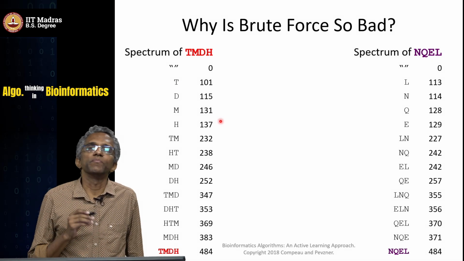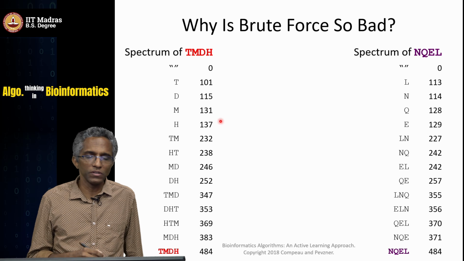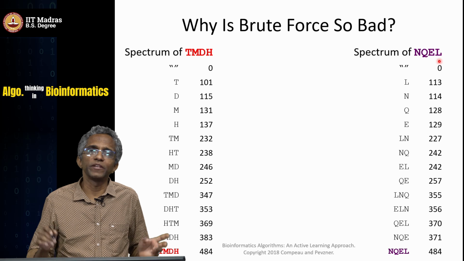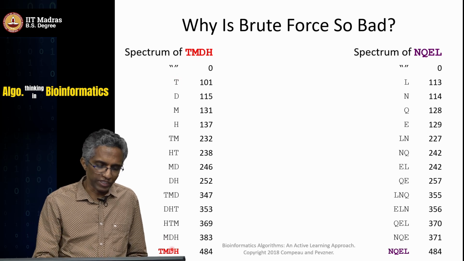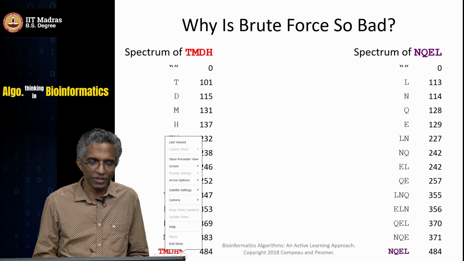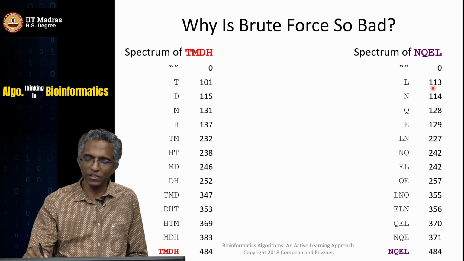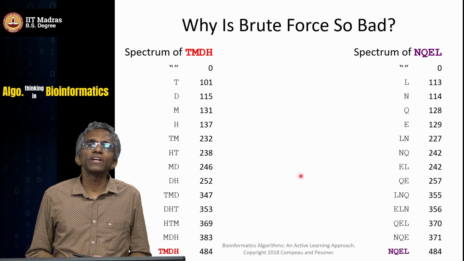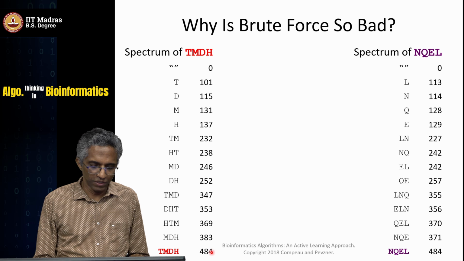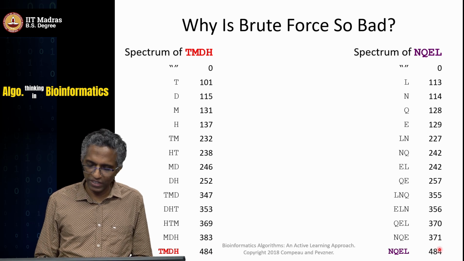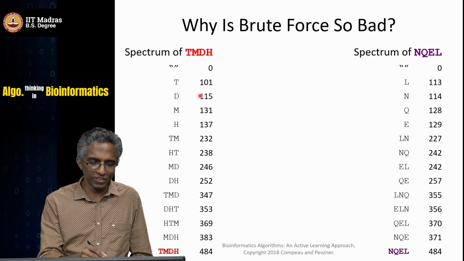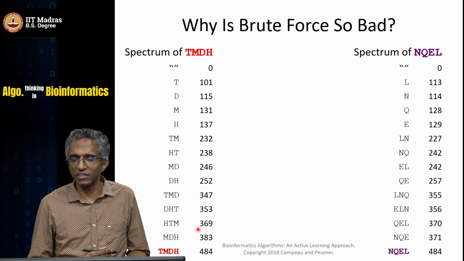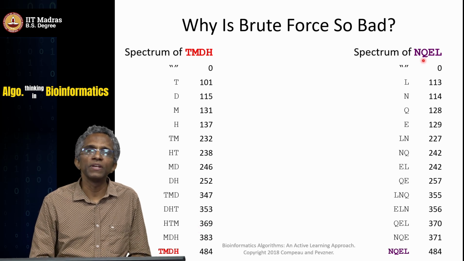And what does this processing of each of these peptides involve? It involves taking this particular peptide, TMDH or NQEL, these candidate peptides, breaking them down into all possible substrings, including the empty substring and the full string, and then computing all their masses and then trying to see which of these mass spectra matches the input spectrum. So, we have in this case these two different peptides that have the same total molecular mass 484, but then the individual substring masses are entirely different. They have completely different spectra, and only one of them will match the input spectra. In this case, NQEL is the input spectra, so only this will match.